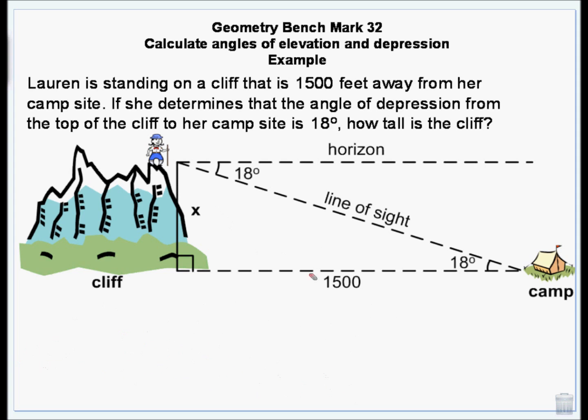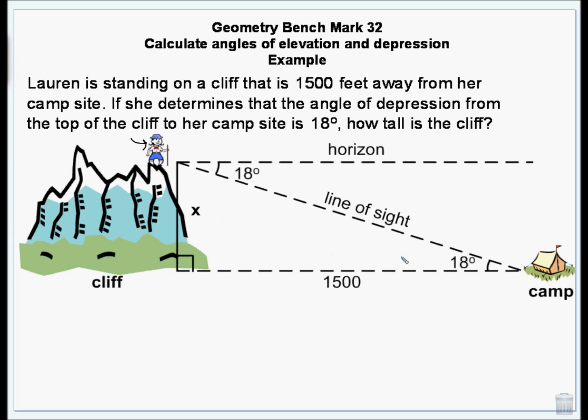So what we have is Lauren. She's standing on a cliff. If she looks straight out and then down to her campsite, she's got an 18-degree angle of depression. Because we have parallel lines between the horizon and the ground, this is also 18 degrees. Now her cliff is 1,500 feet away from her campsite. We want to find out how tall is the cliff that she climbed. So we're looking for x.